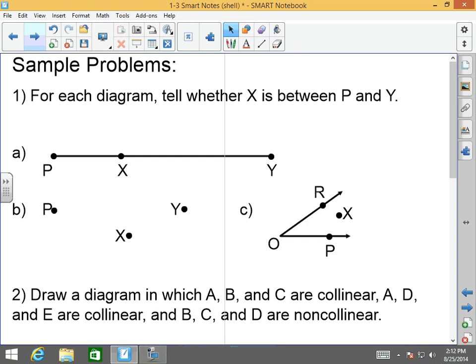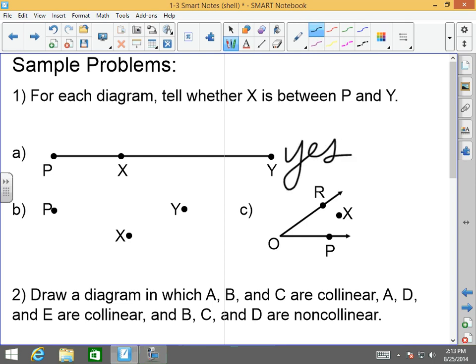When we do sample problems, by the way, these are very similar to the homework problems. For each diagram, tell whether X is between P and Y. So for A, is X between P and Y? Absolutely it is. Yes. Why? Because P, X, and Y are collinear. How about B? Is X between P and Y? No, because X, P, and Y are not collinear. How about here, guys? For this angle, is X between R and P? No, unfortunately, because they're not collinear.